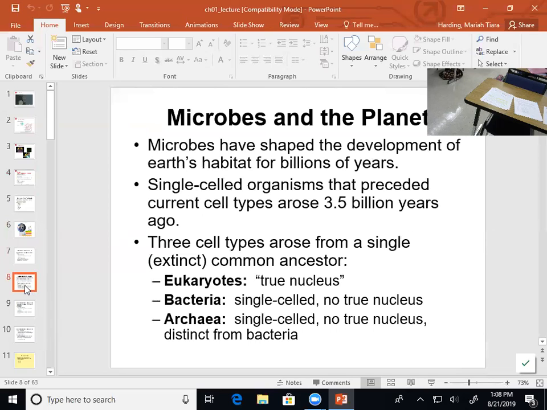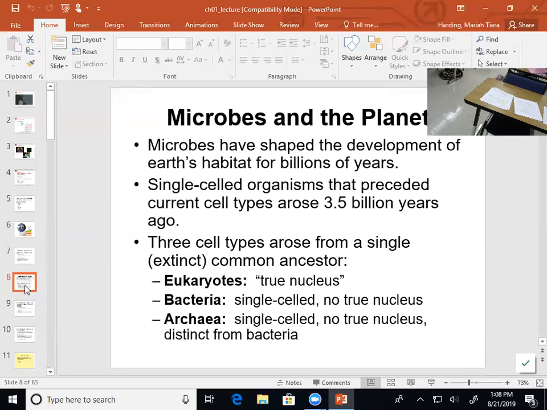So life on this planet started as single-celled organisms. They're thinking about 3.8 billion years ago, so put down 3.8 billion years ago. Was it complex life? No, it was single-cell microbial life.